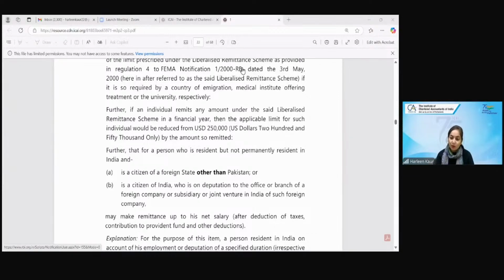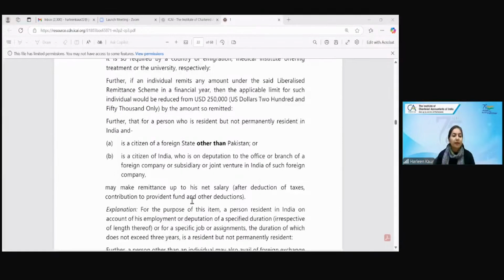So then you simply need to take the approval of RBI. You can remit more amount also, but then it is within the liberalized remittance scheme. The amount is over. Beyond 2,50,000 USD, you need the approval of the RBI. Okay. Now, under the liberalized scheme, the amount gets reduced. This is the meaning of the amount keeps getting reduced. If a person who is a resident, but not permanently resident, and he is a citizen of a foreign state.